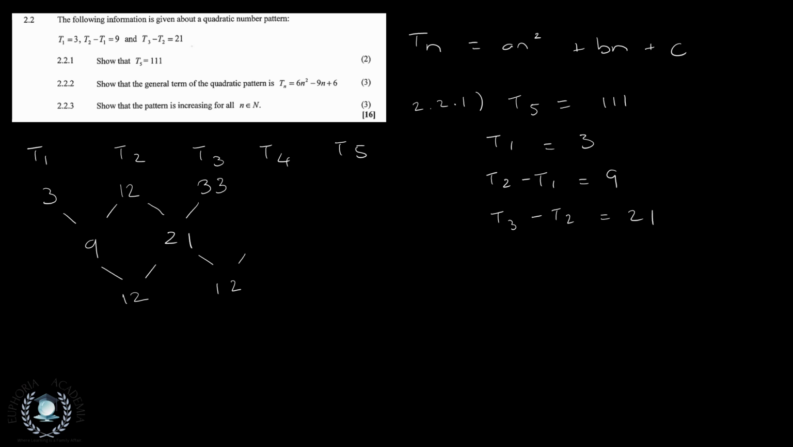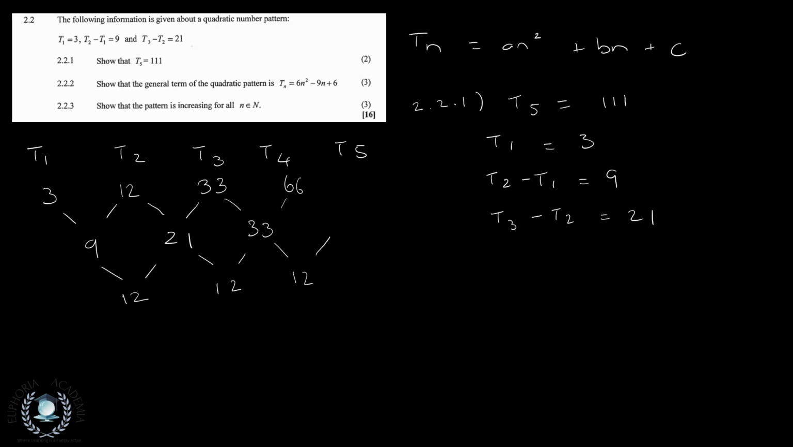Alright, so let us work our way back. 21 plus 12, that is also going to give us 33. So 33 plus 33 is going to give us 66. That is our fourth term, and our common second difference is still 12. So we can work our way from there.